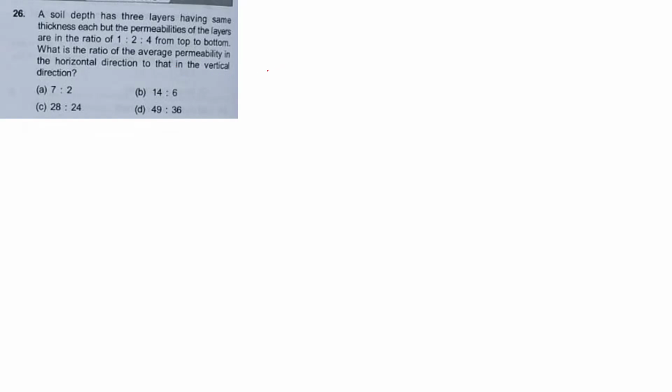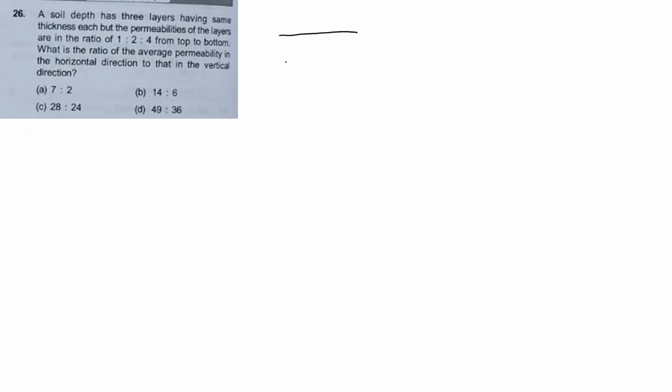Question number 26. A soil depth has three layers having the same thickness each, but the permeabilities of the layers are in the ratio 1:2:4 from top to bottom. What is the ratio of the average permeability in the horizontal direction to that in the vertical direction?